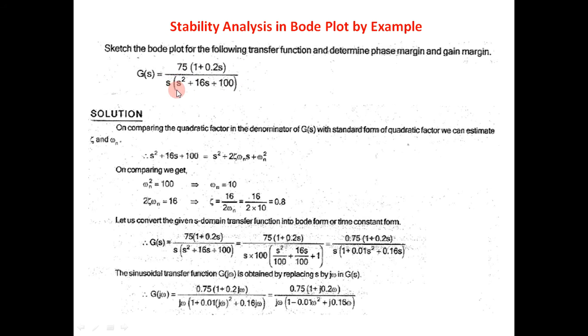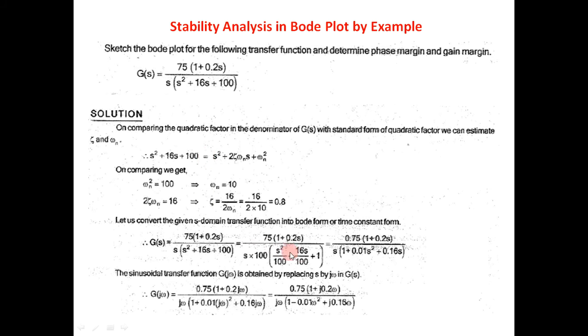Okay. So first what we have to do is find the corner frequency for s square plus 16s plus 100. If we compare this with the standard form of a second order system, s square plus 16s plus 100 is equal to s square plus 2 zeta omega n into s plus omega n square. From here we get omega n square is equal to 100, omega n is equal to 10. The natural frequency of this term is nothing but the corner frequency for this term. Okay. So omega n is nothing but the corner frequency for s square plus 16s plus 100.